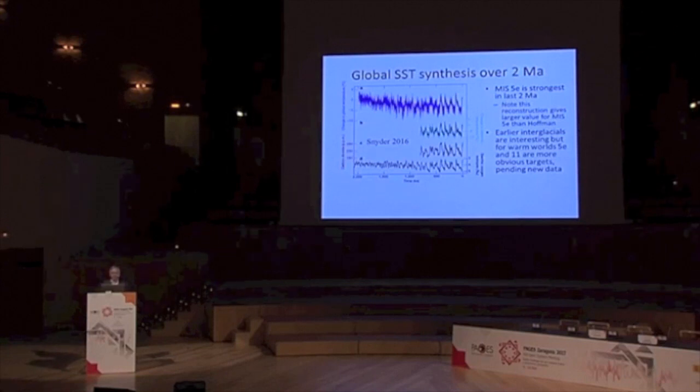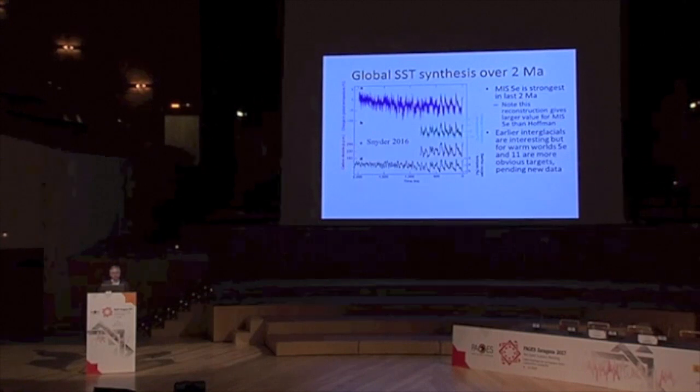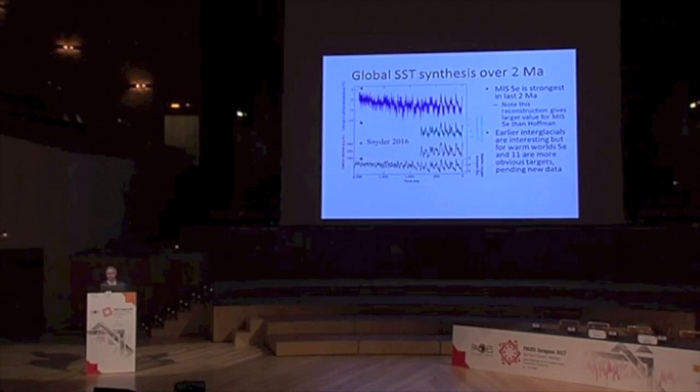So I'd say these early interglacials are very interesting for all kinds of reasons, but as far as warm worlds are concerned, if we're just interested in looking at something warmer than today, 5e and 11 are more obvious targets just because of the amount of data we've got. We may see some data tomorrow in the session which makes me change that view, because we're going to have some very nice new data sets, but at the moment I would concentrate on 5e and 11.